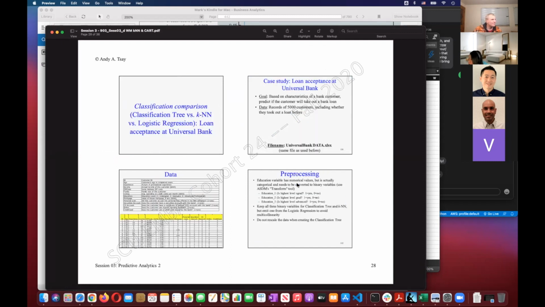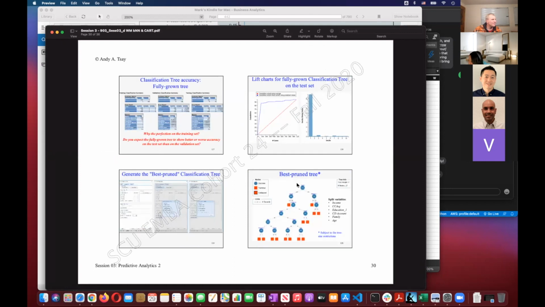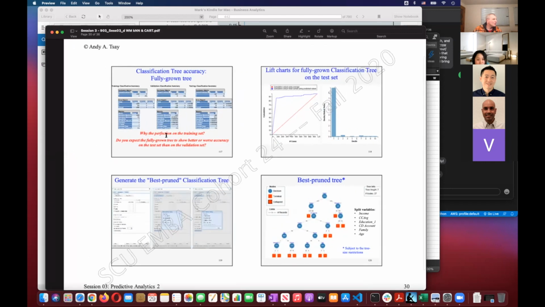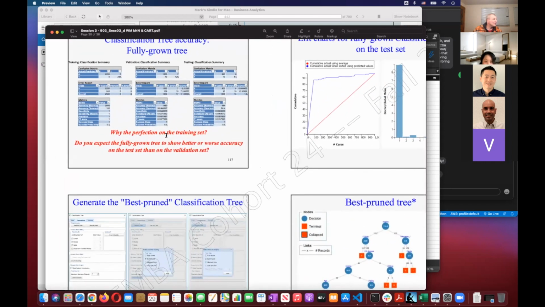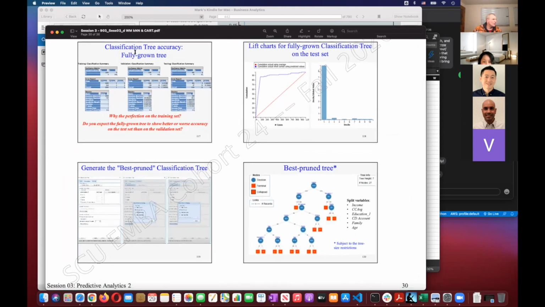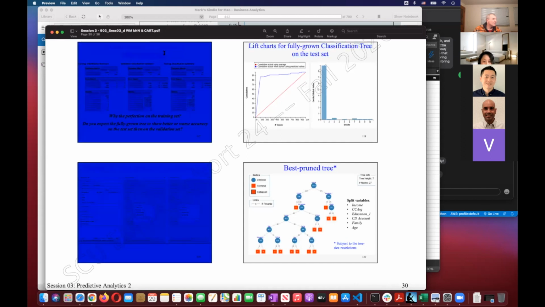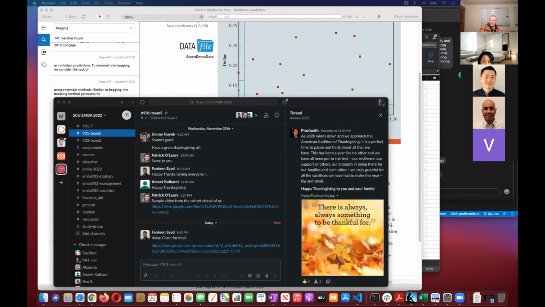I thought I was in the same area as you were. Sorry. Oh, why the perfection on the training set? Here we are. Yeah. Accuracy. Oh, it's a fully grown tree. So, damn it. I hate it when I do that. I don't know what the magic combination is, but when I get it to where it's highlighted that dark blue, I can never get rid of that dark blue highlight.